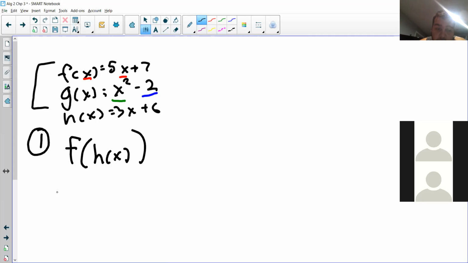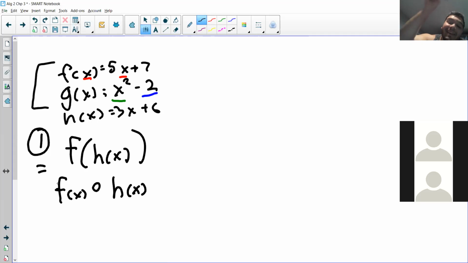Another way this might be written is f of x, and then there's this hollow circle, not like a zero, it's more like a bullet that's hollow, of h of x. These two things mean the same thing, okay? Where you have h of x inside f of x. And I'll explain how to do it. I just want to show you that. So these are the type of questions you can have.